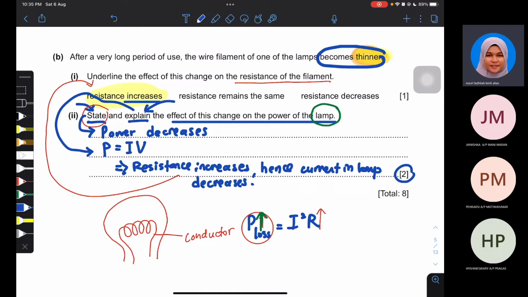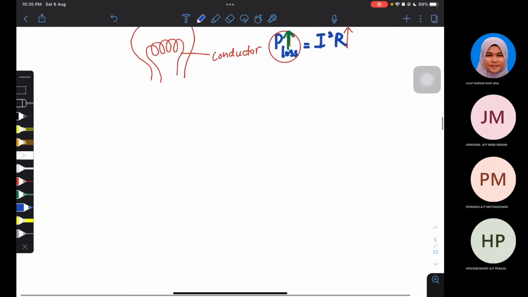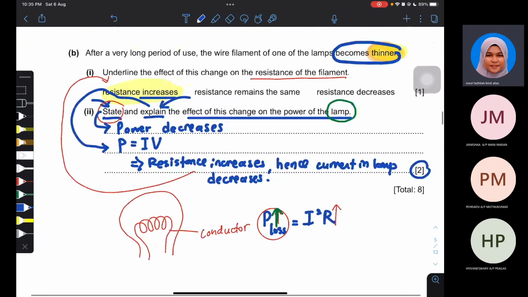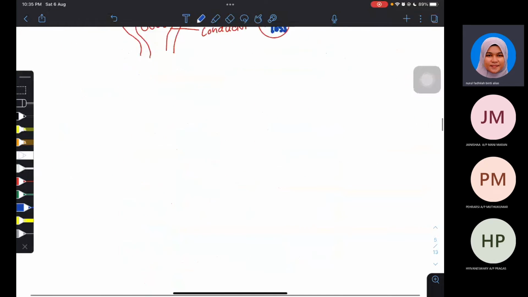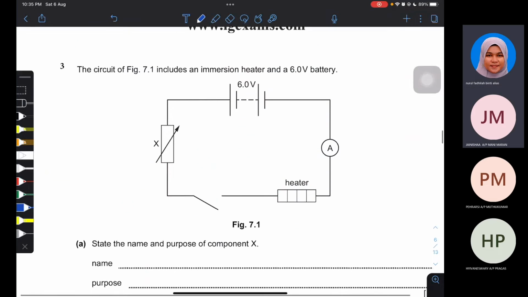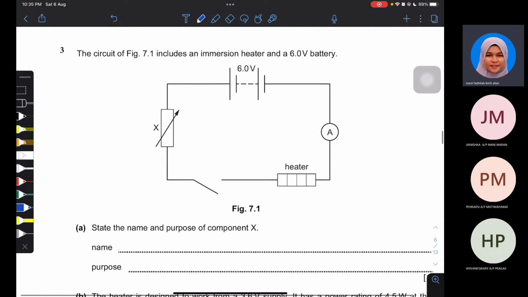Ada soalan? Tak ada. Boleh teruskan? What do you guys think? Hello? You want me to continue or you want to stop here? Continue.